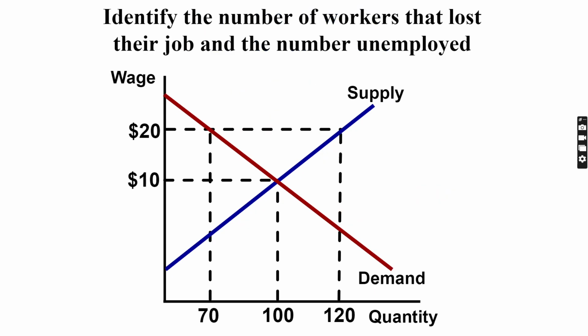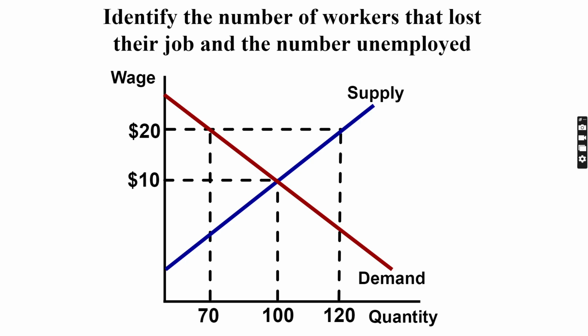And so here's another example. I'm going to pause for just a moment. I want you to identify the number of workers that would lose their job, and then the number of workers that are unemployed as a result of this minimum wage at $20.